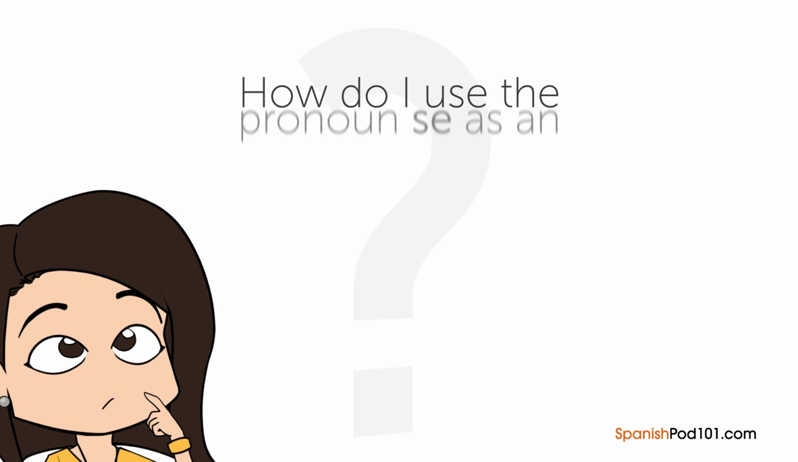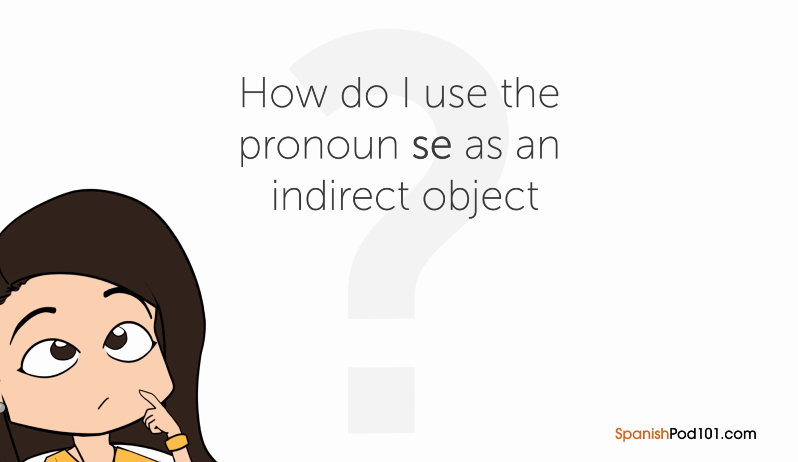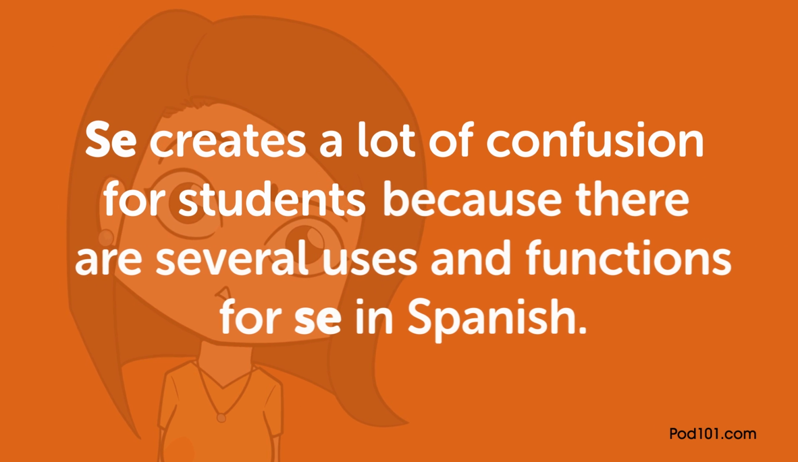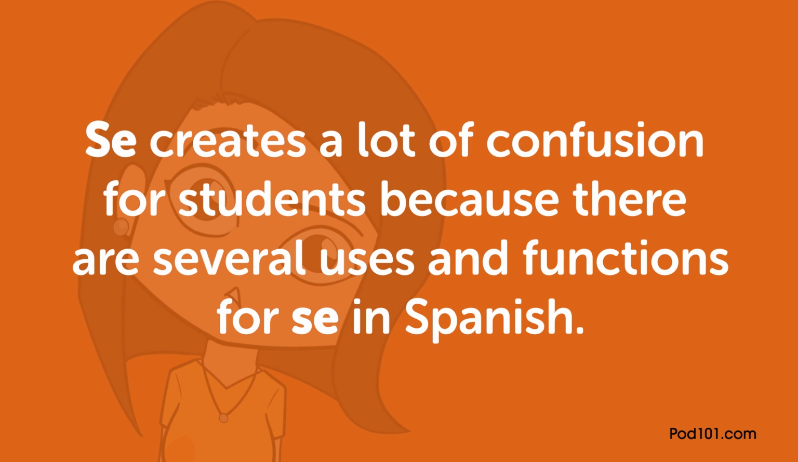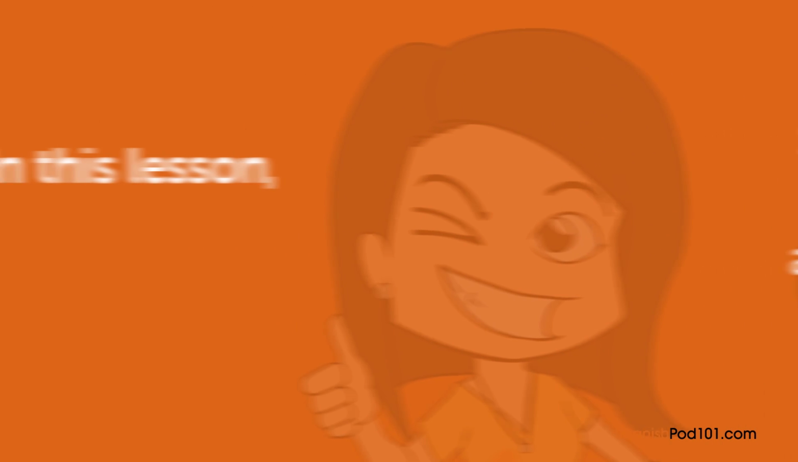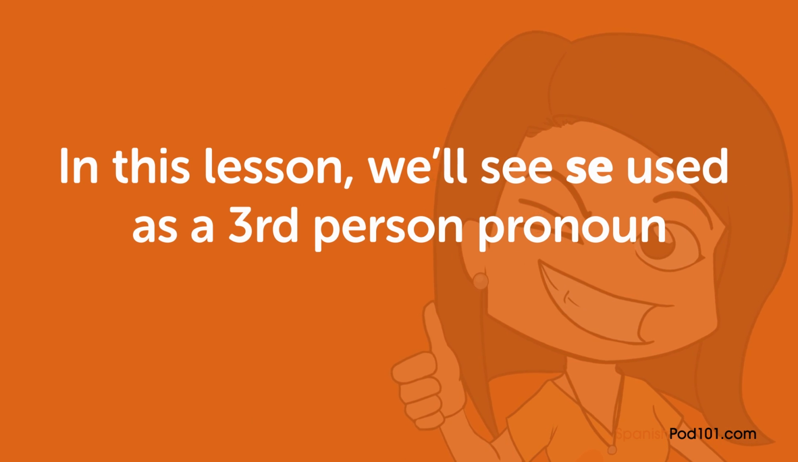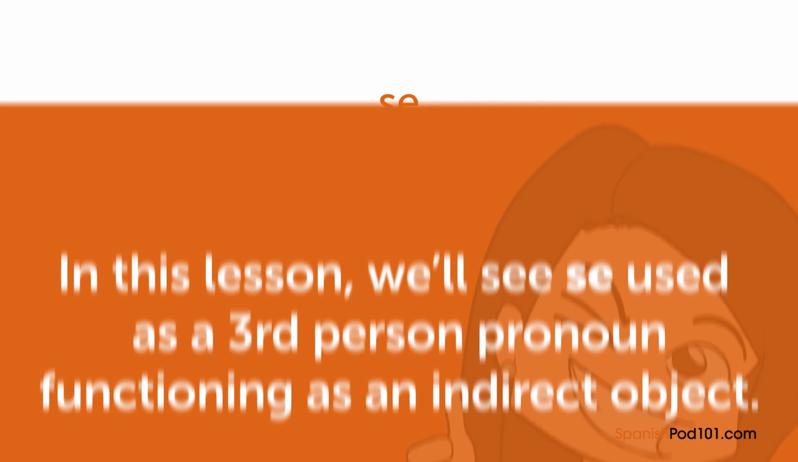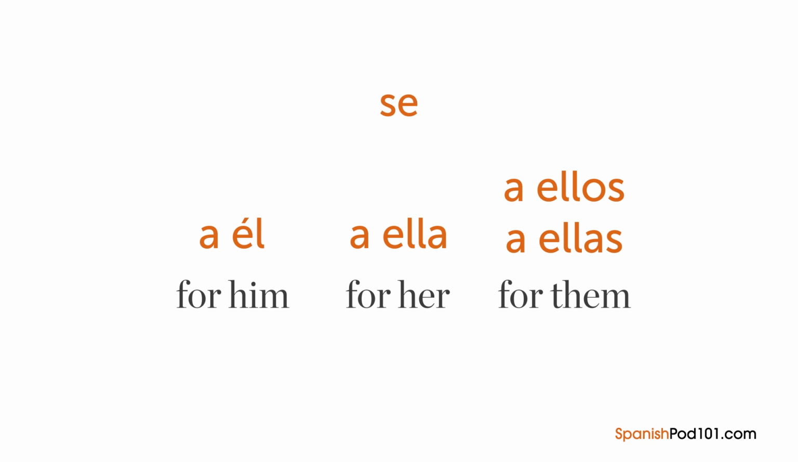The question for this lesson is, how do I use the pronoun se as an indirect object? Se creates a lot of confusion for students because there are several uses and functions for se in Spanish. In this lesson, we'll see se used as a third-person pronoun functioning as an indirect object. This means that we'll use se when it means a él or a ella, for him or for her, and a ellos or a ellas, both meaning for them.